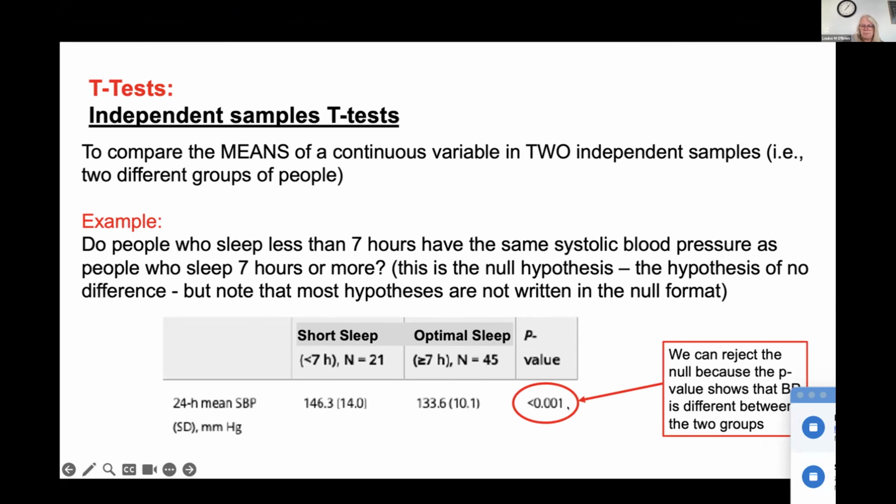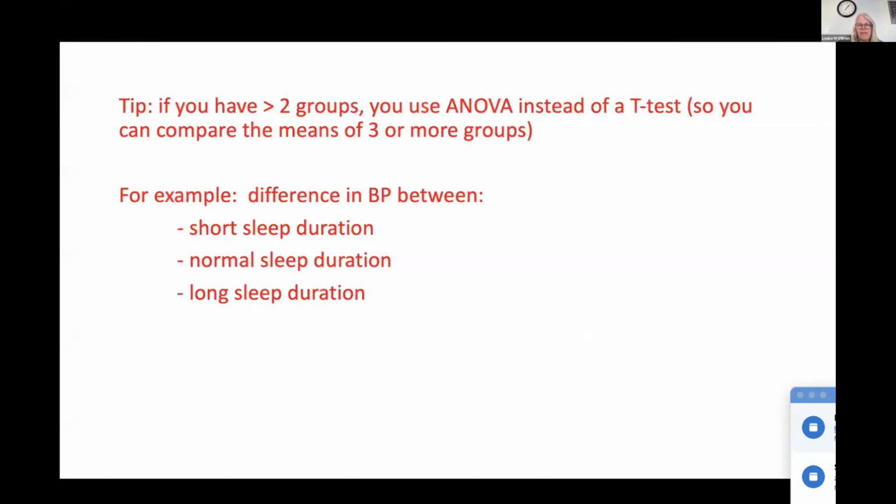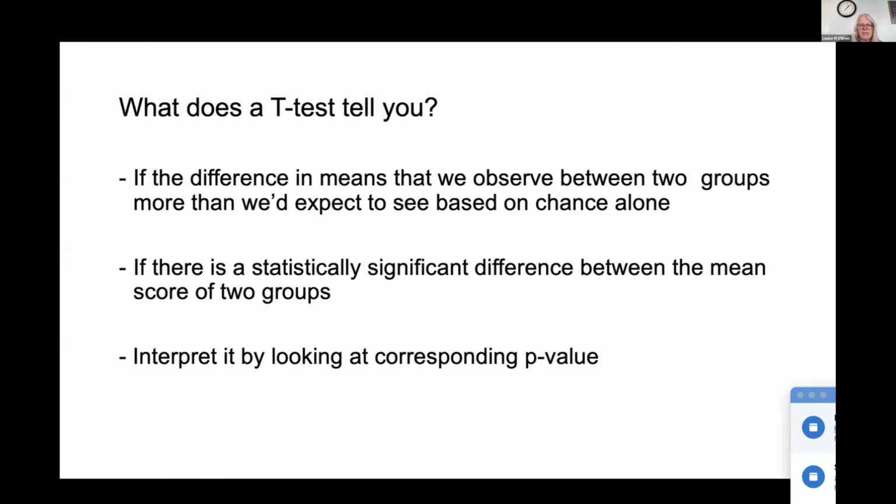If you have more than 2 groups and you want to do a t-test, you can use an ANOVA instead. An ANOVA is an analysis of variance. You can look at the mean of 3, 4, 5 groups. So it's always a t-test if it's 2 groups; if it's more than 2, think of an ANOVA. An example of 3 groups is shown there: you can divvy up your sleep durations by short, optimal, and long.